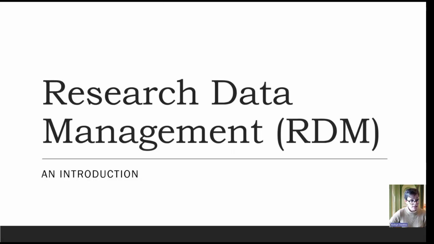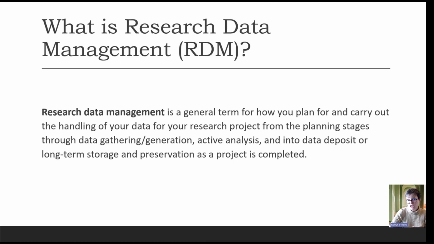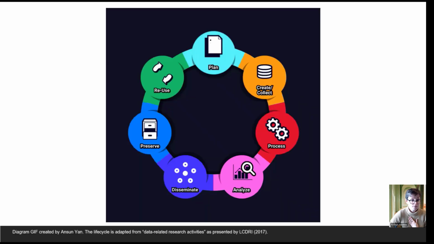So what is research data management? Research data management is a general term for how you plan for and carry out the handling of your data for your research project. So that's from the early planning stages through data gathering and generation into active analysis, and then into data deposit or any sort of long-term storage you may need to do for your data. So the life cycle of research data is shown on the screen here. You want to think about data management not just at the start or at the end of a project when you already have data, but throughout.